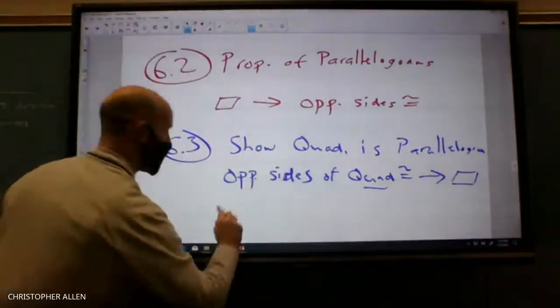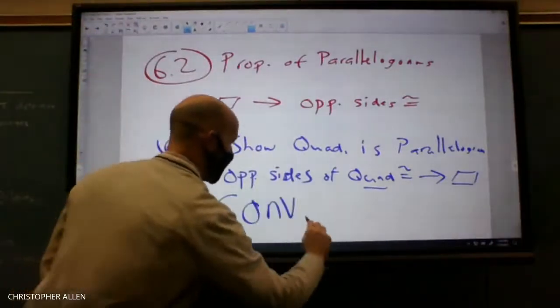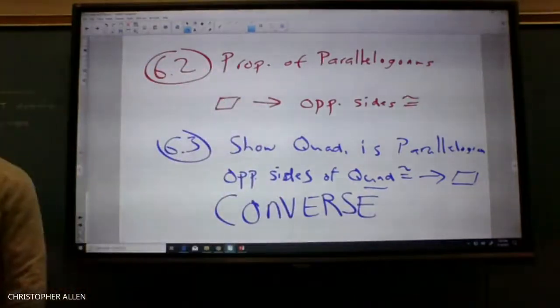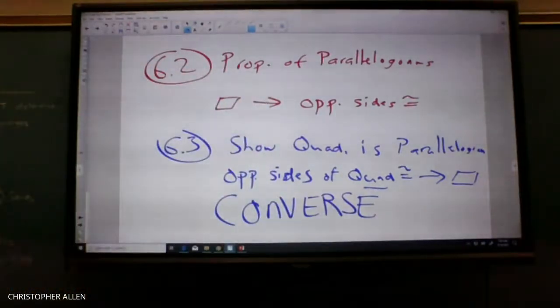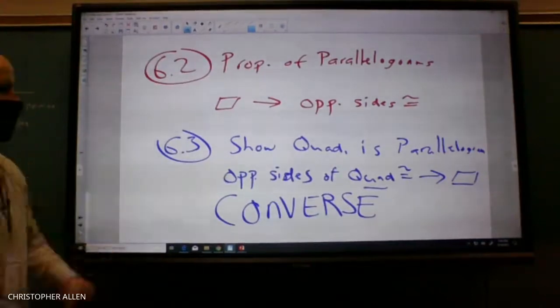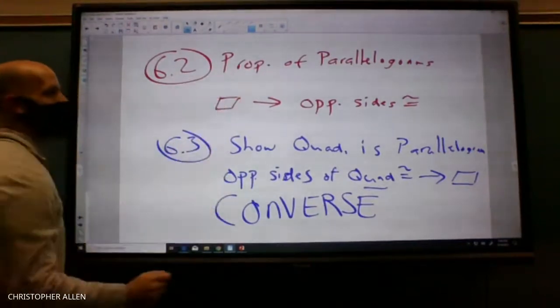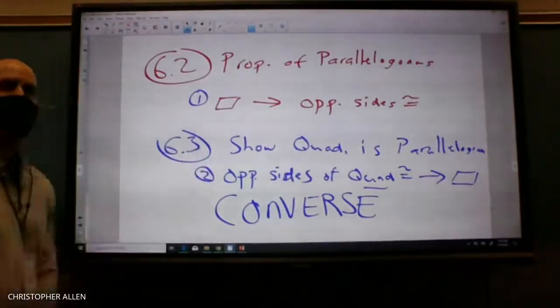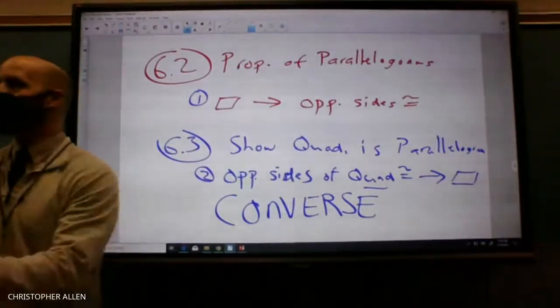The word is converse. Do you guys remember that word from last semester? If I have if this, then that, and I switch them around, that's called the converse. This is the converse of that. I'll call this statement 1, statement 2. Those are converses of each other. We're just taking them and switching them around.